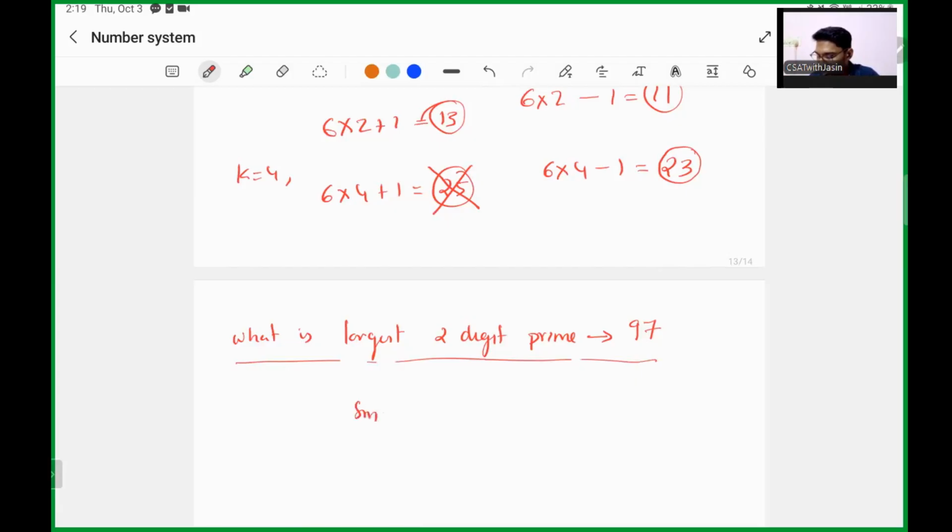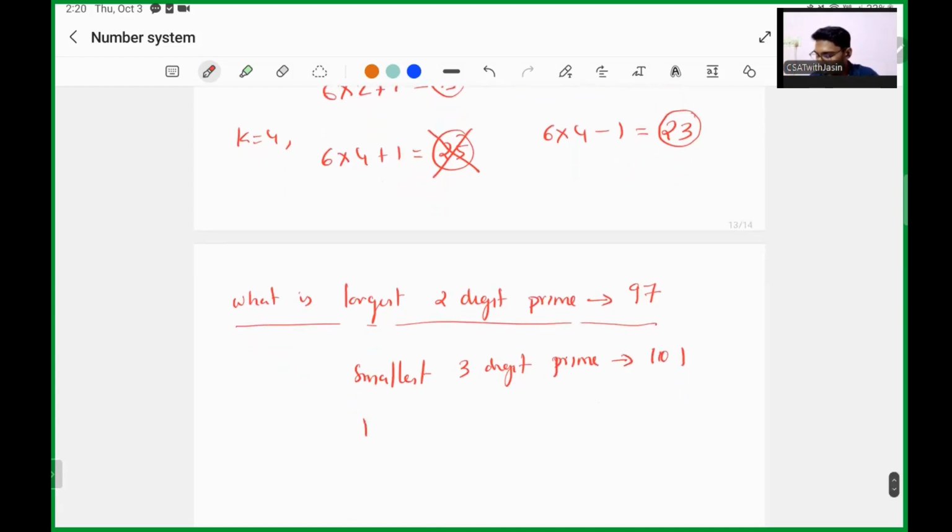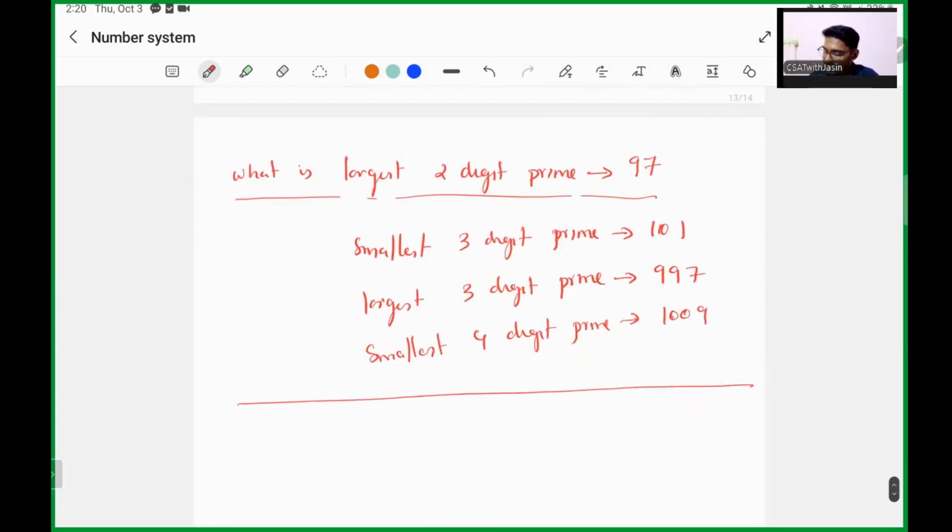Then the smallest three-digit prime number is actually 101. 101 is also a prime number. Now, the largest three-digit prime number is 997, and the smallest four-digit prime number is 1009. If you can remember these things, it will be good, because sometimes in other question papers, in other exams, maybe you will get questions from these things.